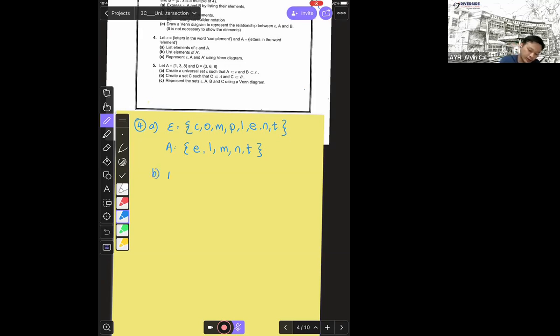Part B, A complement. How do we find A complement? We have to do a comparison. E is over here, so it's taken out. L is taken out. M here, and a T. If you take a look at the original universal set, the letters left over will be C, O, and P. So that would be the answer. I will use a green pen. This letter C, O, P, that's left behind.